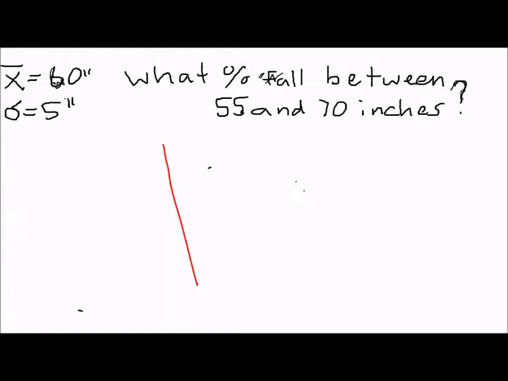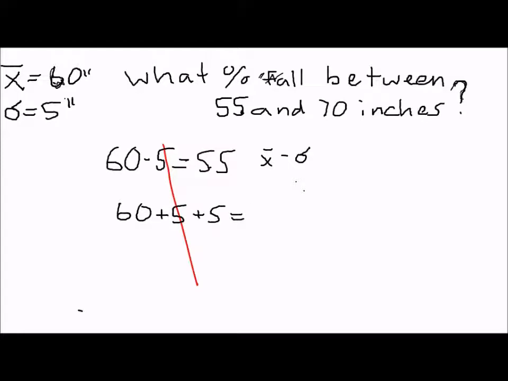So let's first find out how many standard deviations out from 60, 55 is. So 60 minus 1 standard deviation, which is 5, is equal to 55. So that's 1 standard deviation out going down. And so that would be the mean minus 1 standard deviation. And then for going up, we'd have to do 60 plus 5 plus 5, so plus 2 standard deviations is equal to 70. And so that would be the mean plus 2 standard deviations.